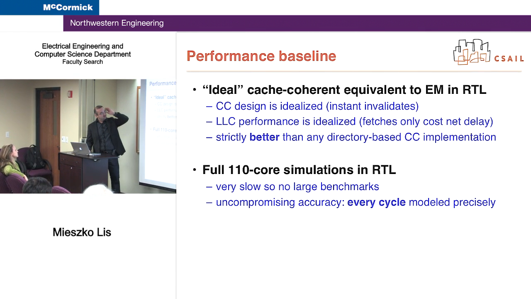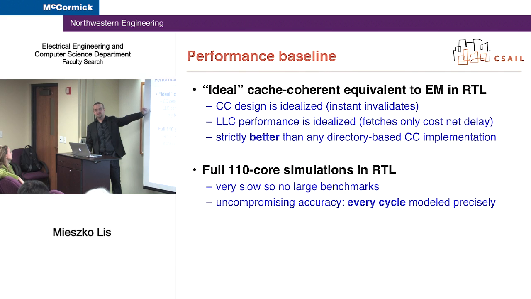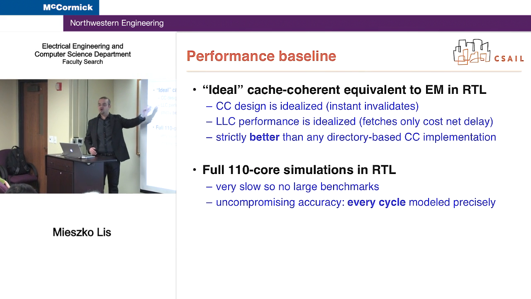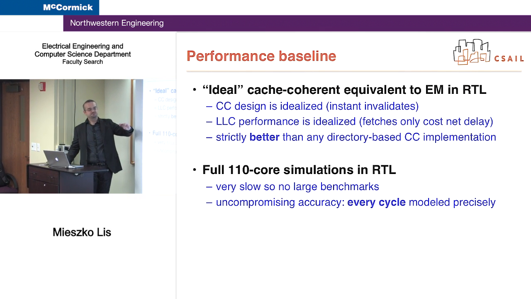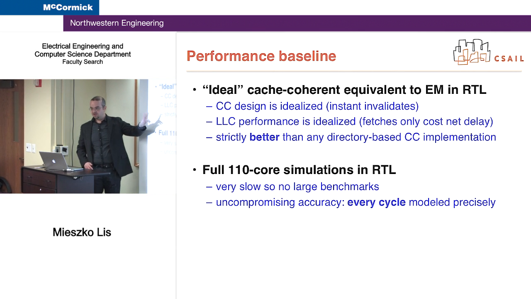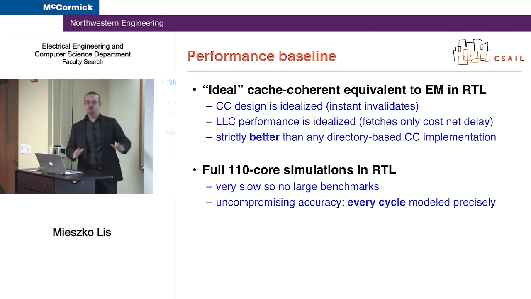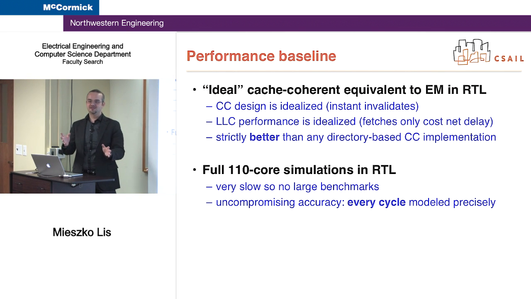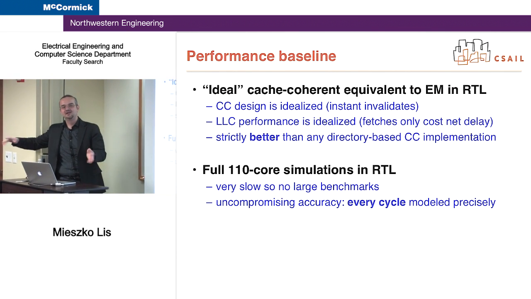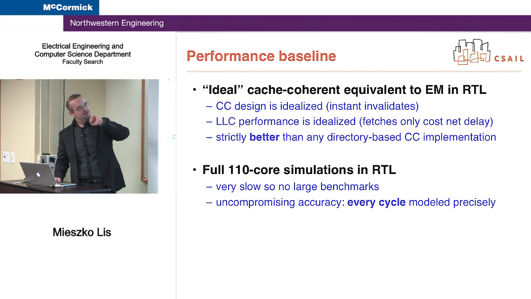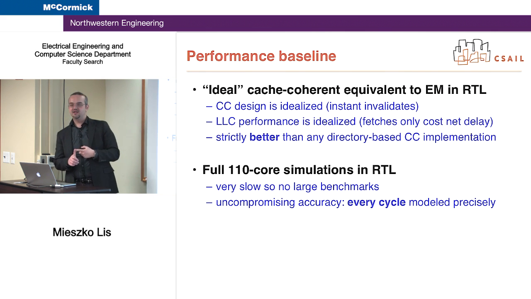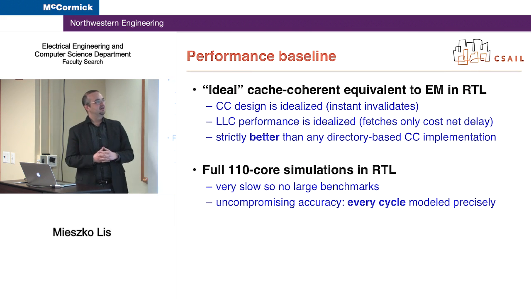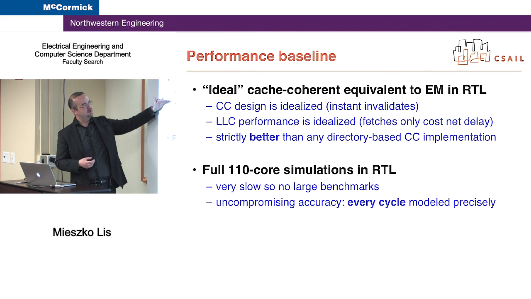So the performance baseline: we implemented a cache coherent equivalent to our chip in RTL, so it's synthesizable hardware. We idealized it in two ways. Basically, we didn't want to implement a specific cache coherence protocol and then have somebody say, oh, if you just implemented this slightly more complicated one, it would do much better, right? So we don't charge the cache coherence design for anything related to invalidates. If it has to invalidate a cache line, it's instant. It just happens, which is a big benefit for coherence.